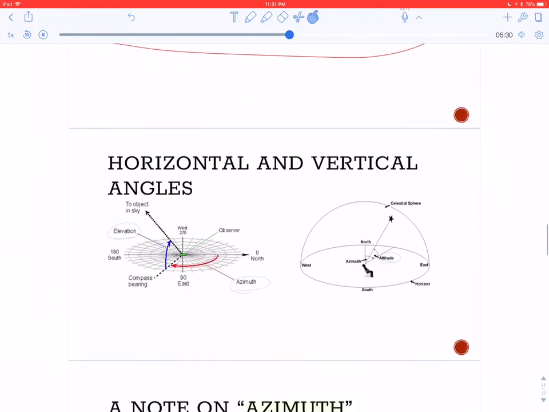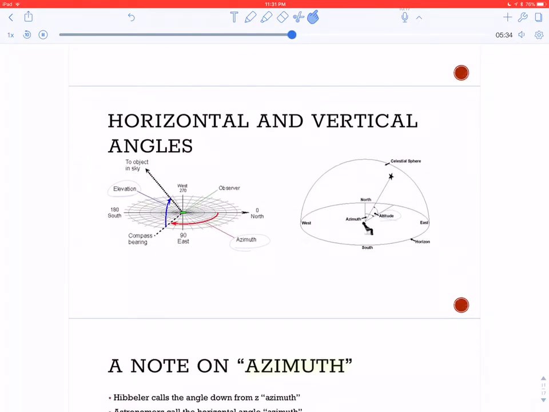So another way to do coordinates in 3D, instead of x, y, and z, is to use horizontal and vertical angles. The horizontal angle measured from north is called azimuth, and the angle vertical from the horizon up to your object is called either altitude or elevation. And then of course you need to know the length of your vector to position a vector.